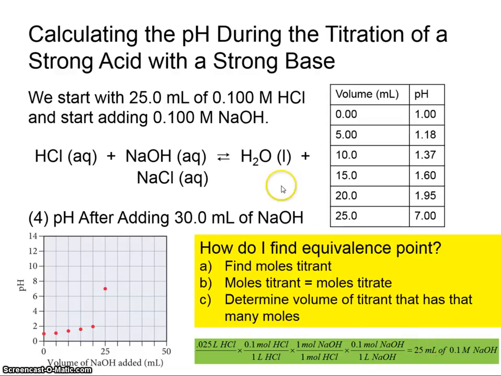If this had been a more concentrated sodium hydroxide solution, twice as concentrated, then my concentration of sodium hydroxide would be different, which would mean that the volume of sodium hydroxide that I would need would be less.